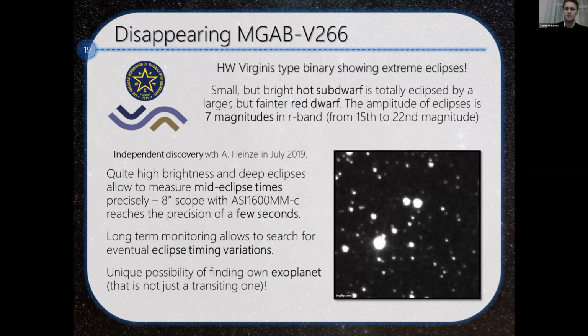And another variable star that is really fun to observe is MGAB-266. This is an HW Virginis type binary that consists of a hot subdwarf and a red dwarf. These stars orbit around every 5 and almost 6 hours. So the period is really short, but the very interesting thing about this is that the eclipses here are actually total.